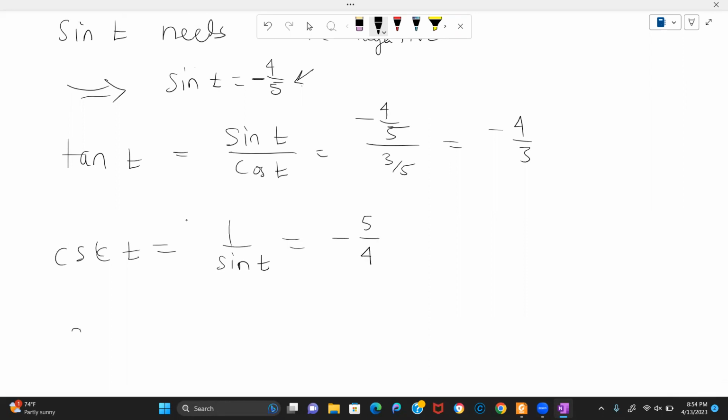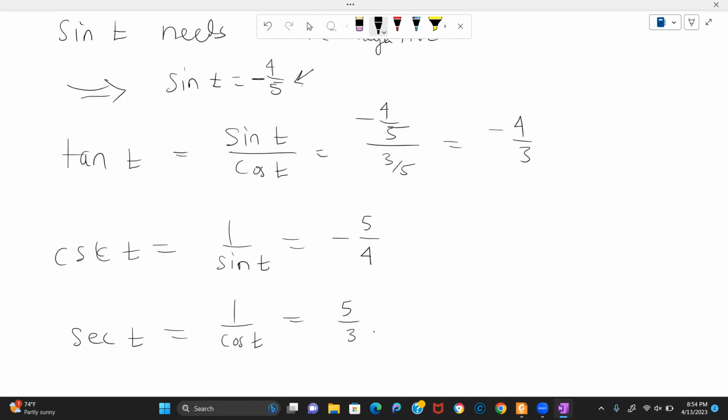And then finally secant of t. That's going to be 1 over cosine t. So it's going to be 1 over 3/5, or 5/3. All right, I think that's all we need to do for that section. So let's move on to the next section.